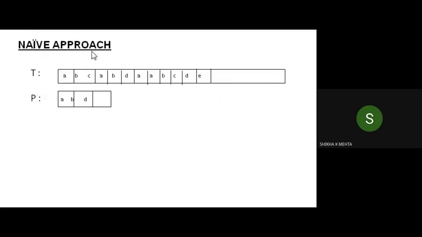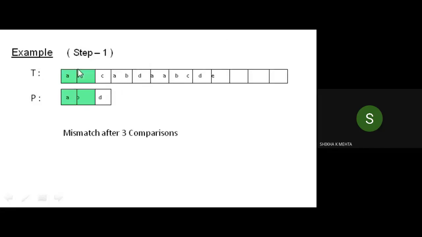In this particular approach, let us say we have a text: A, B, C, A, B, D, A, B, C, D, E. It is some vague text that we have taken, and we are searching for the pattern P, that is A, B, D. We start matching from the very first position, that is the 0th position in the array. So we say A is equal to A, yes, but D is not equal to C. So there is a mismatch. Then we shift the index position of T and again start the search. So we have a mismatch after 3 comparisons.